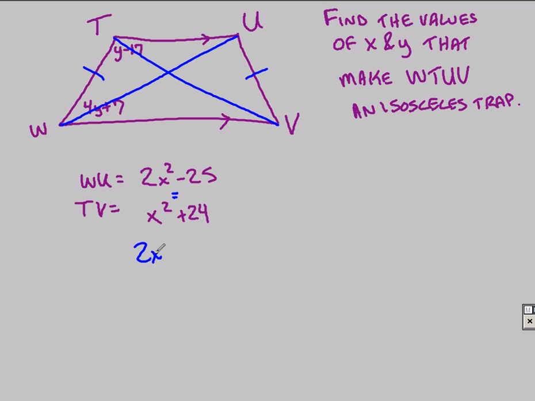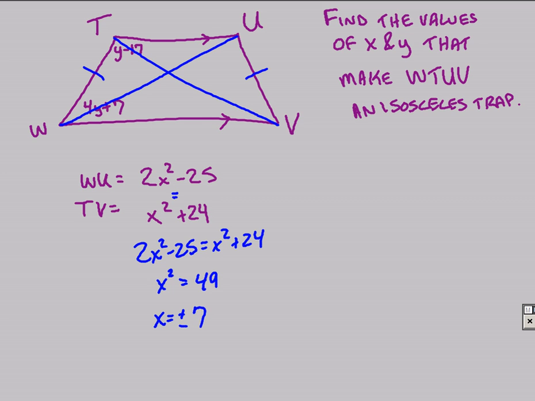So I'll say 2x squared minus 25 equals x squared plus 24. To solve that, I'll bring 25 over and subtract x squared from both sides. So I'll have x squared will equal 49. And that means x will equal, if I take the square root of that, 7, not just 7, plus or minus 7. It could be negative when I take that square root.